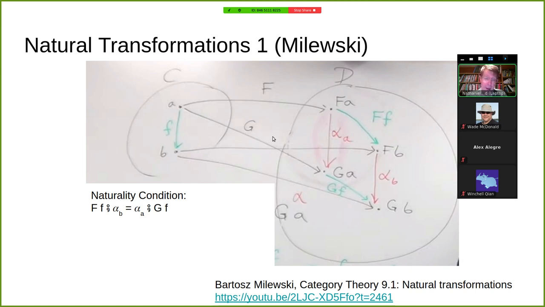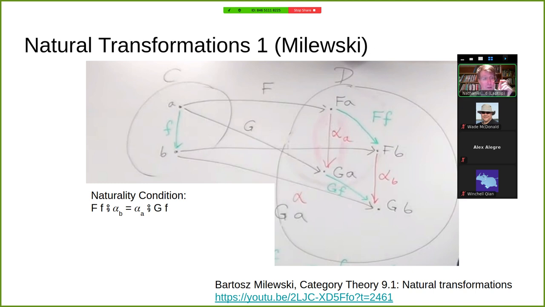The other functor will map A into GA. So, same object in C. Both functors map from C to D. And so functor F maps A to FA. G does something different. It maps it to GA, right? To a different object in D. Those are both objects in D, right? So similarly with B, right? B is mapped via F to FB, and B is mapped via G to GB. Okay, so we have one functor mapping A and B to FA and FB respectively, and another functor G mapping A and B to GA and GB respectively.